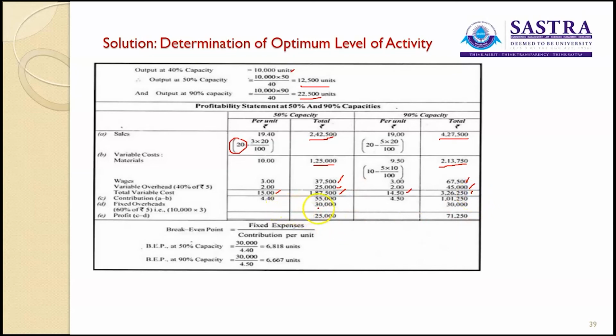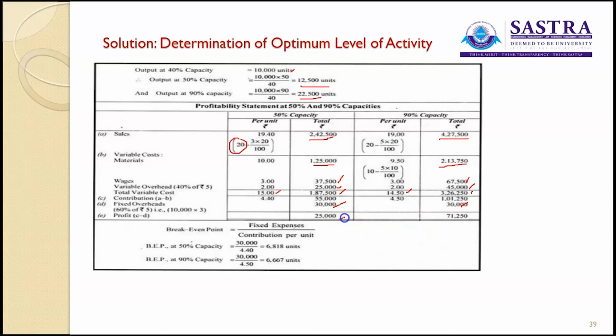Now what were your fixed overheads? We had 60% of your 5 rupees. So 60% into 10,000 units. So 60% of 5 is 3 rupees into 10,000 units, we will get 30,000. The same fixed cost will be there, because fixed cost in total remains constant. So 30,000 is carried to the 90% capacity also.